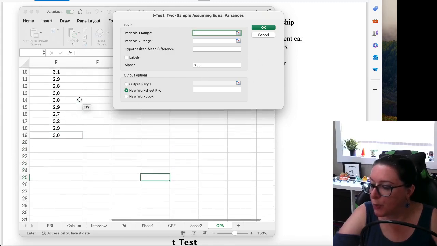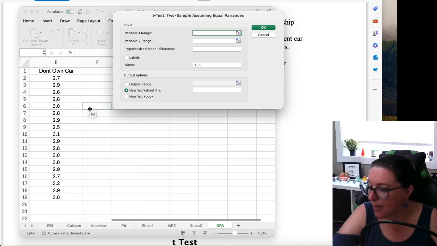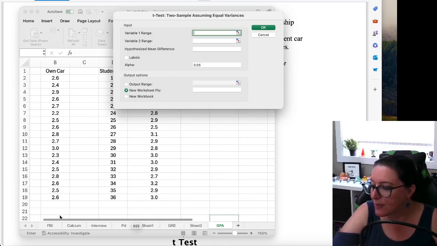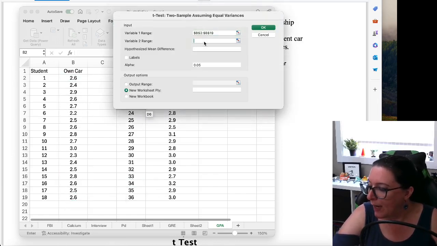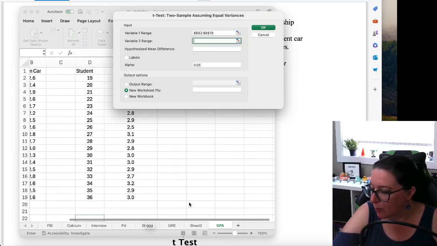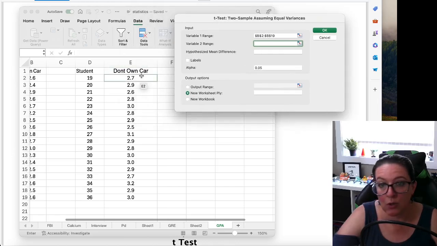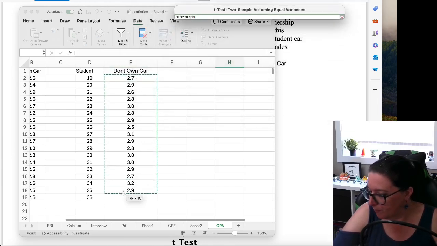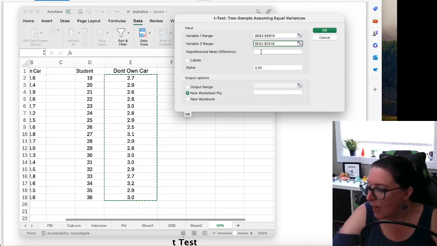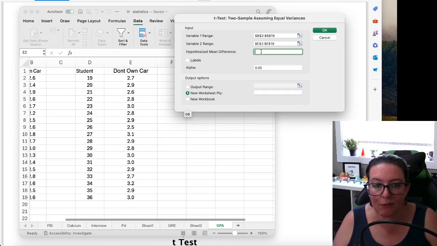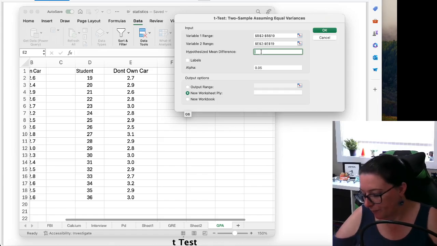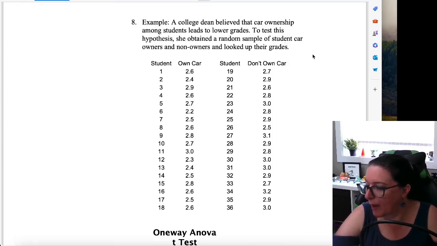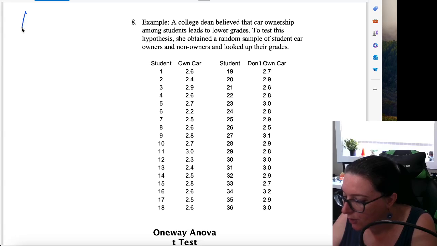So in order to do a two-sample equal variance test, you will need to identify the data. So variable 1 is going to be those who own a car, and variable 2 is going to be those who don't own a car. And then we want the hypothesized mean difference. And in this particular case, what are we hypothesizing? So I'm just going to leave this temporarily and let's go back because we need to make sure we write out all of our information.